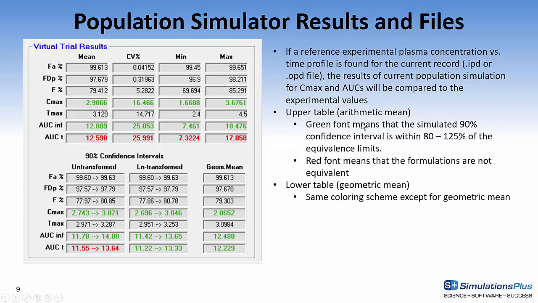In the upper table is the arithmetic mean. The green font means that the simulated 90% confidence interval is within 80 to 125% of the bioequivalence limits. Red font means that they're not in that range. And then similarly for the lower table, you have a similar coloring scheme, except it's looking at the geometric mean of the Cmax and AUCs.